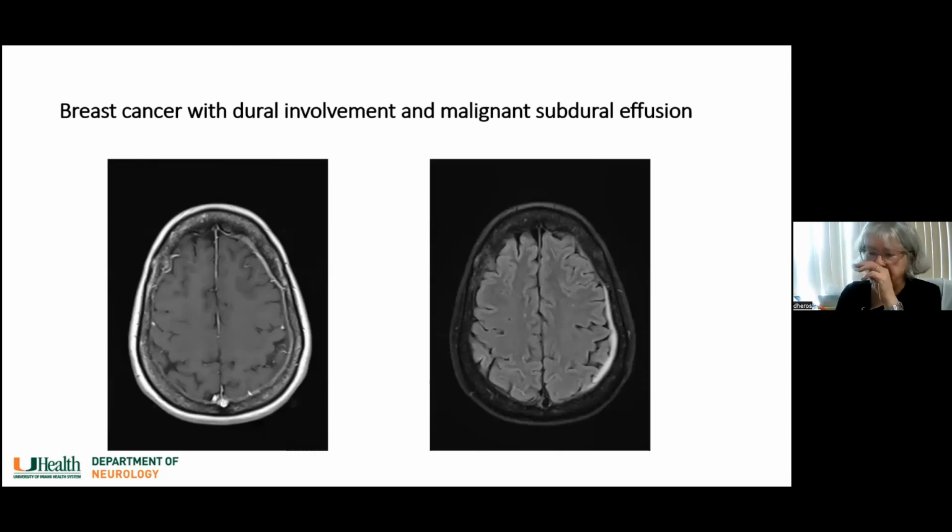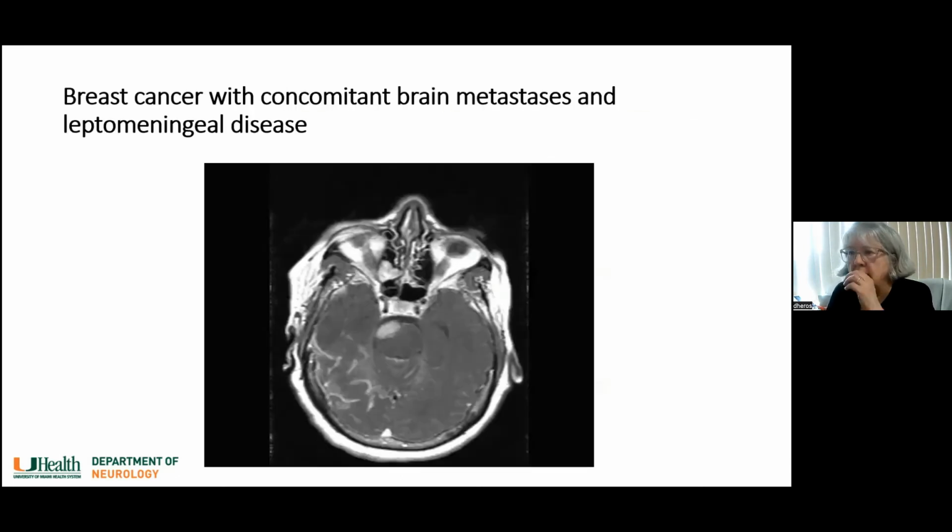This is a patient that developed dural disease and has a malignant subdural effusion. Keep this in mind when you see a patient with an atypical subdural effusion. Breast and prostate tend to cause this. It's infrequent, but it does occur. So keep that in mind in your differential diagnosis.